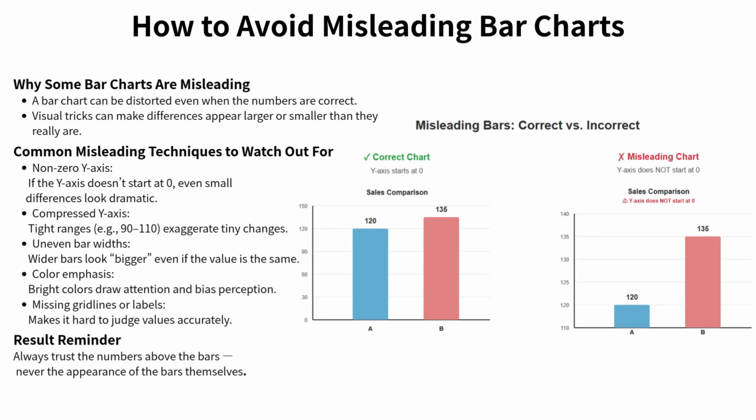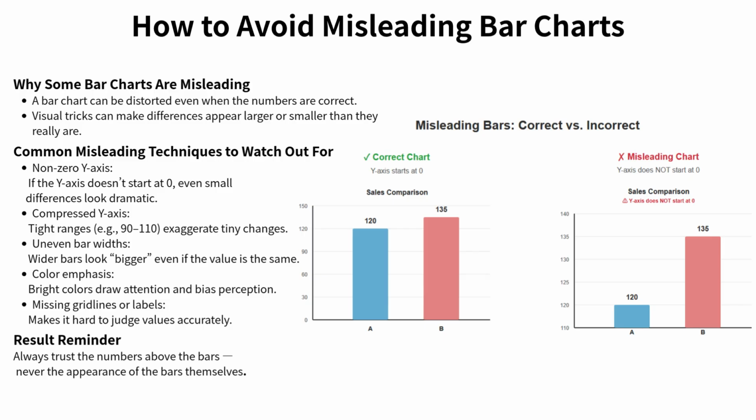Here's a classic example of how bar charts can be misleading. On the left, we have a correct chart. The y-axis starts at 0, so the difference between 120 and 135 looks appropriately small. The bars match the real size of the values, and nothing exaggerates the comparison. Now look at the chart on the right.